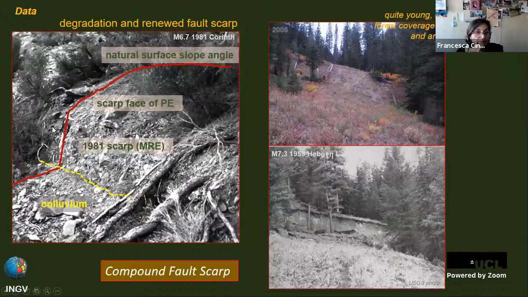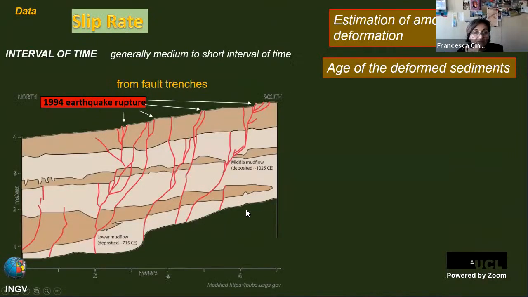In some cases, this is not the scarp. I just want to focus on the different dipping of the slope. There is the 1981 scarp, the fresh and vertical section, and then the scarp face of the penultimate event that is retreated, and then a natural surface slope angle. Just notice that there is always colluvium at the base, from the erosion of the scarp. So for slip rate in trenches, we use the estimation of the amount of deformation we need and the age of the deformed sediments.